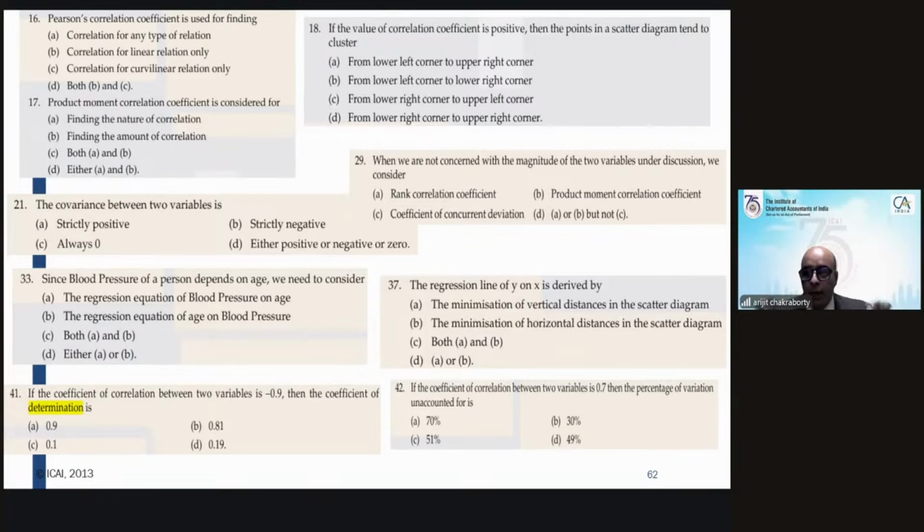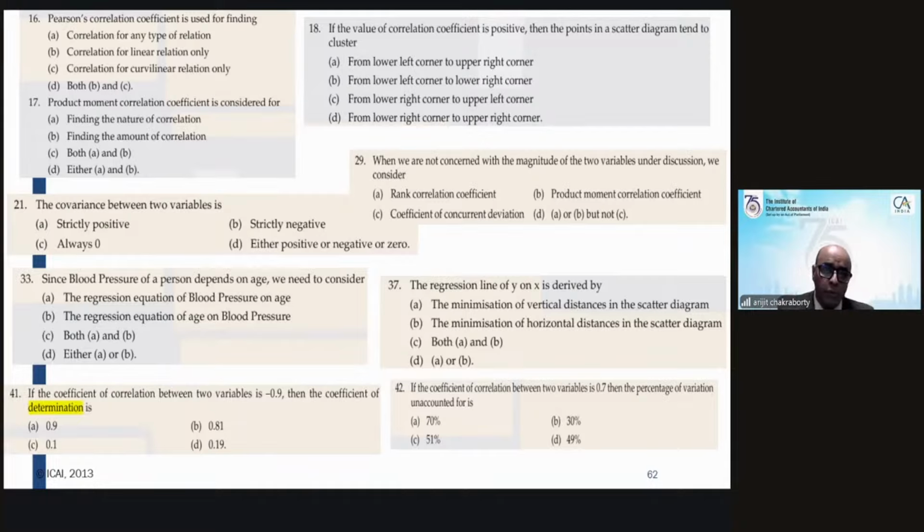Quite interesting. We know the coefficient of determination is the square of the coefficient of correlation. So the coefficient of correlation is 0.7, and the coefficient of determination is the square of that: 0.7 into 0.7, which is 0.49. But we also know that the coefficient of determination is the ratio of explained variance to total variance. So if the coefficient of determination is 0.49, we can say that 49% of the total variance is explained.